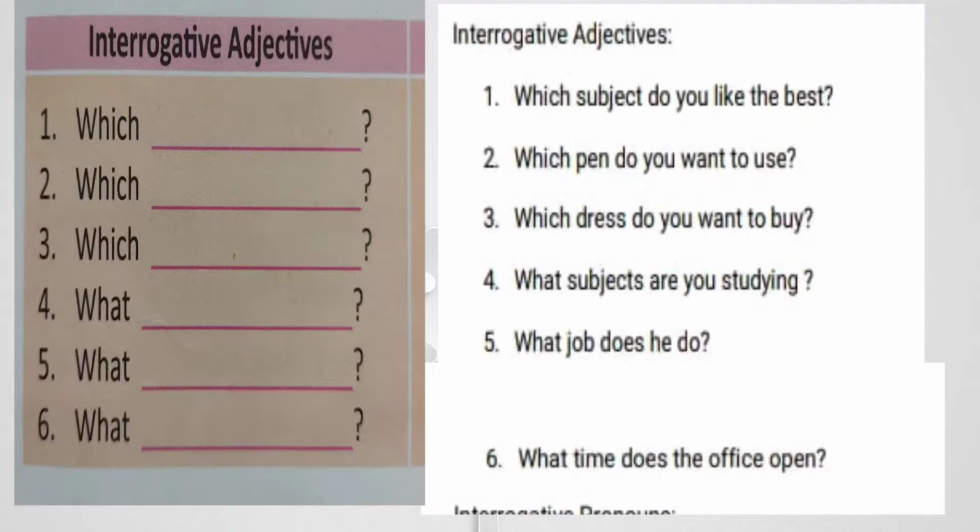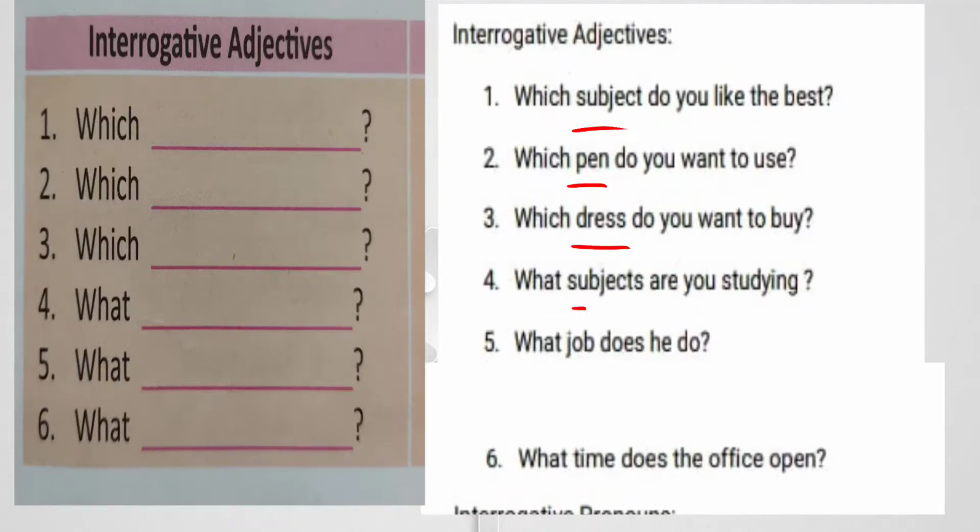So here you can see subject is noun. So which subject do you like the best? So this is interrogative adjective. Which pen do you want to use? Here pen. Pen is noun. So which pen? That is interrogative adjectives. Which dress do you want to buy? Here dress is noun. We know that when which or what are used with nouns, they are called interrogative adjectives. What subjects are you studying?